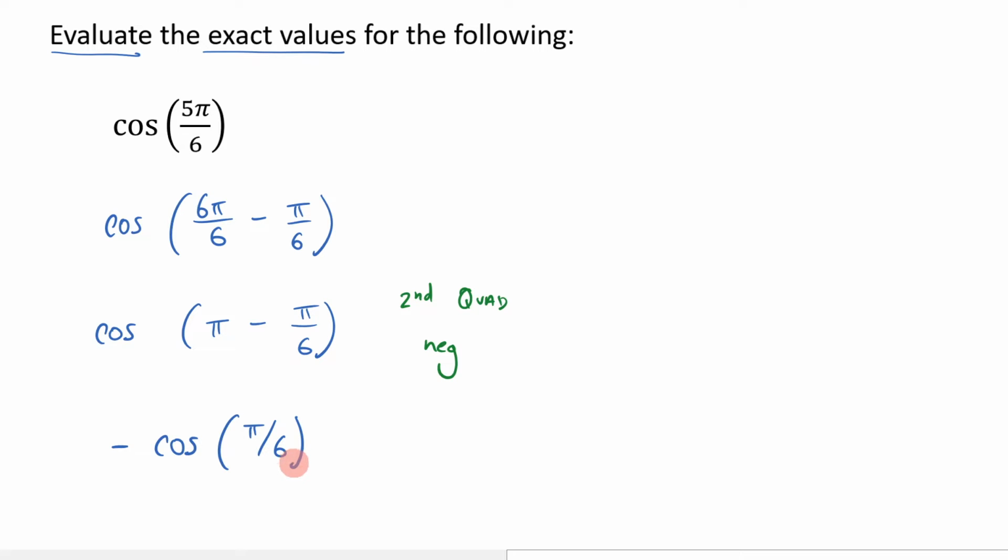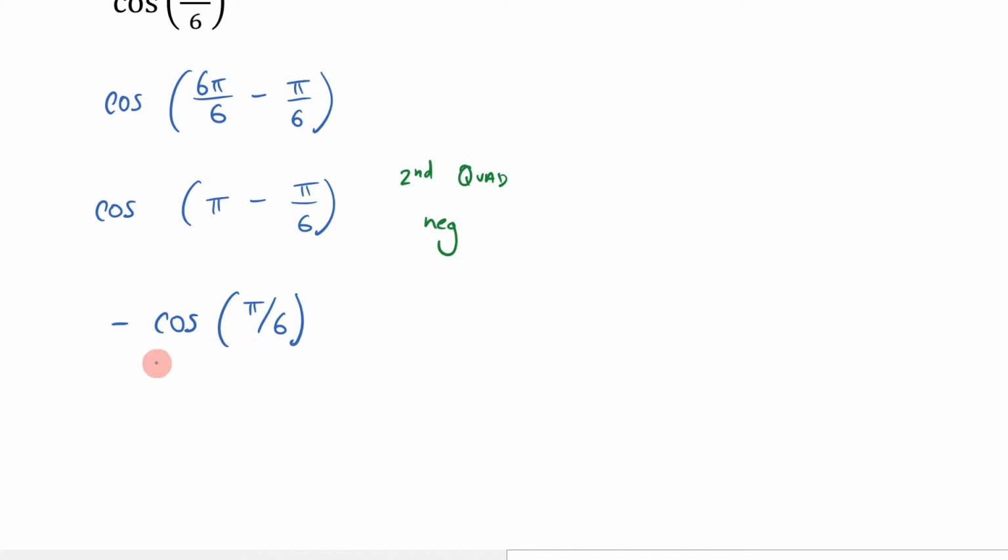Okay, and now once I've got this, it's pretty easy because I know that cos of pi on 6 is the square root of 3 on 2, and then I simply put a minus out the front. And just like that, there is my answer. I have just answered the question. There it is.